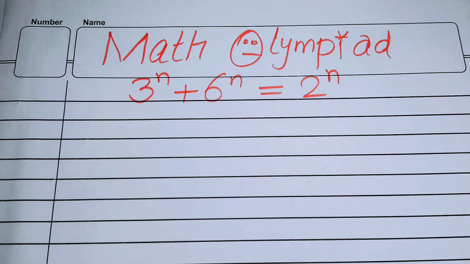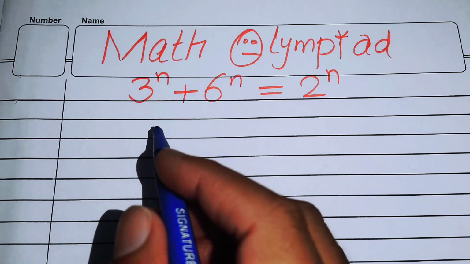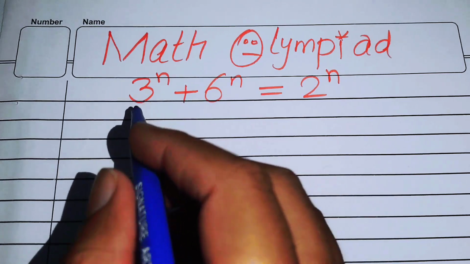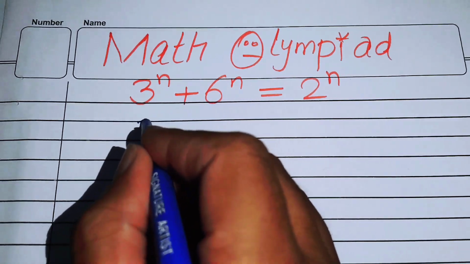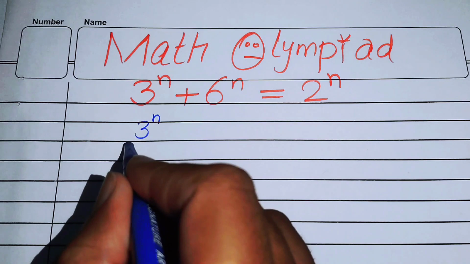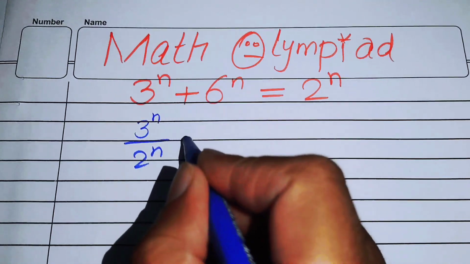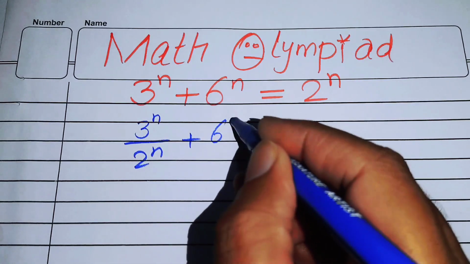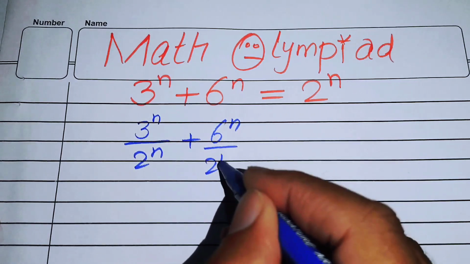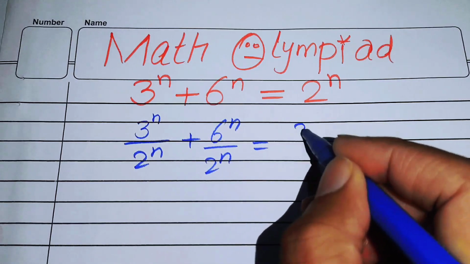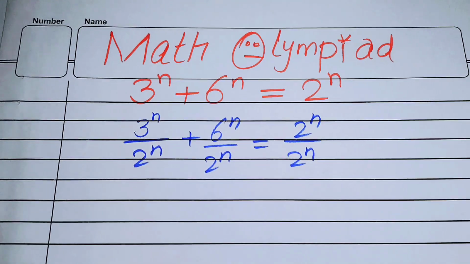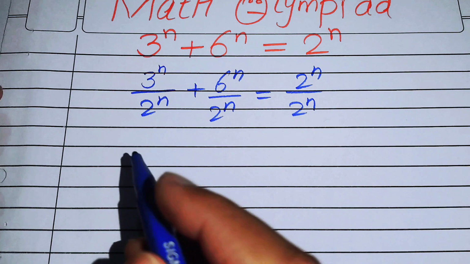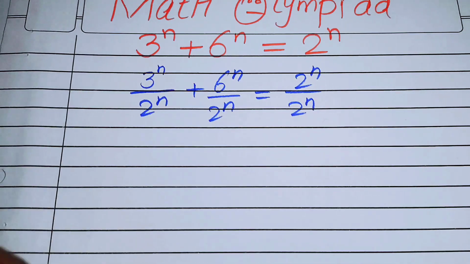Now first I can divide each side by 2 to the power of n, so that I can write 3 to the power of n over 2 to the power of n plus 6 to the power of n over 2 to the power of n equals 2 to the power of n over 2 to the power of n. Now we will apply the nice exponential formula.